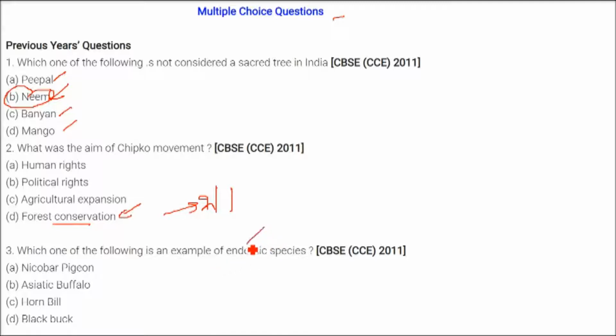Which one of the following is an example of endemic species? Endemic means that only grows or happens or is present in a particular area, or it is traditional there. It is called Deshaj species. So the answer is Nicobar pigeon. Now the name only suggests that this kind of pigeon is only found in Nicobar. You will not find it anywhere else.